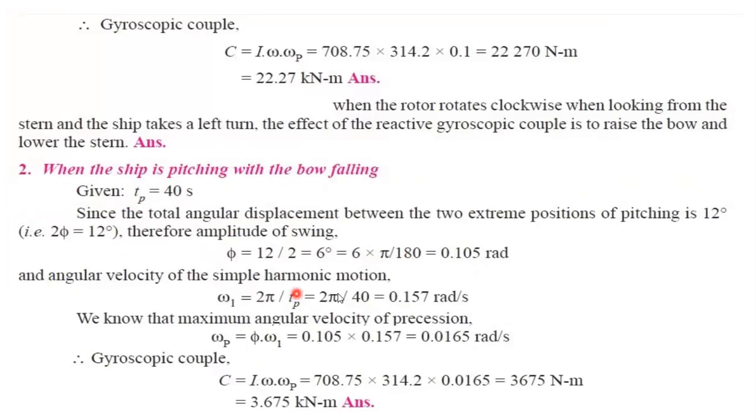Angular velocity of simple harmonic motion, we know the formula omega 1 is equal to 2 pi by tp, as we previously saw. Just substitute the value and you will get omega 1. The maximum angular velocity of precession, omega p, is phi into omega 1. The phi value you have calculated, and omega 1 we just calculated, so substitute and get the value in radian per second. Gyroscopic couple C is equal to I omega omega p. Substitute and you will get it in Newton meter, and you can convert to kilonewton meter. In this case, he is not asking for the effect. If he is specifically asking, we can go for it. If they are not asking, no need to worry about it.